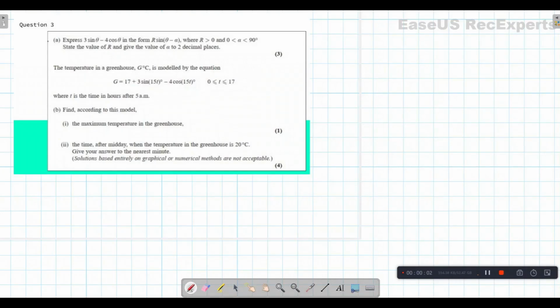Okay, day 12, question 3. 3 sine theta minus 4 cos theta in the form of r sine bracket theta minus alpha. Okay, let's expand that first. R, so sine theta cos alpha minus cos theta sine alpha. So expand that. R sine theta cos alpha minus r cos theta sine alpha.